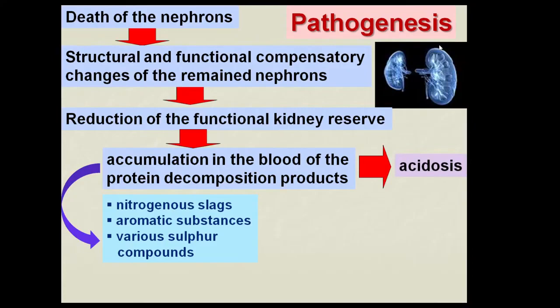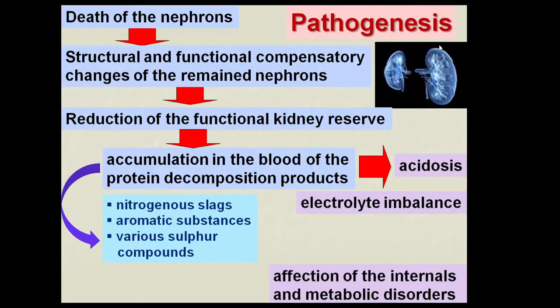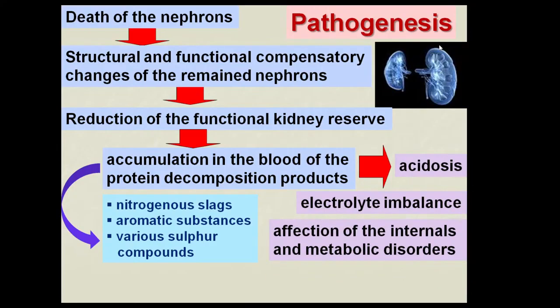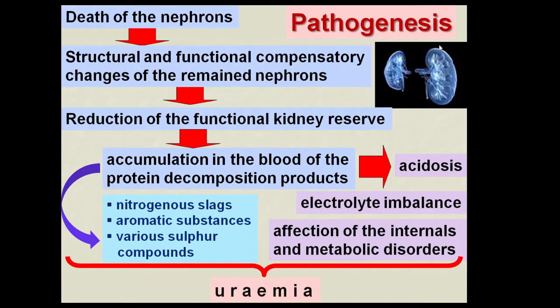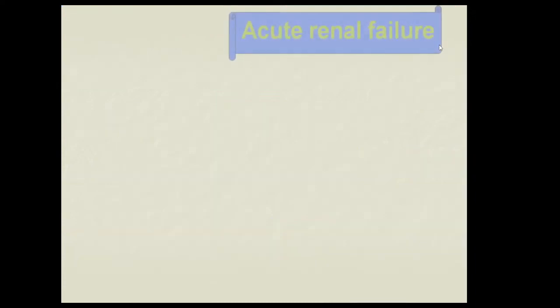As a result, the pH in our organism changes from neutral or slightly alkaline to acidic. The process is accompanied by electrolyte imbalance. As a result, there is affection of the organs due to progressive metabolic disorders, and finally uremia. It is the final stage of renal failure.